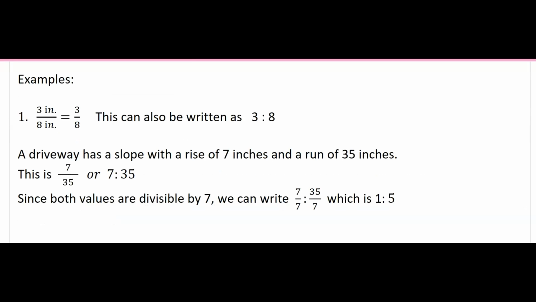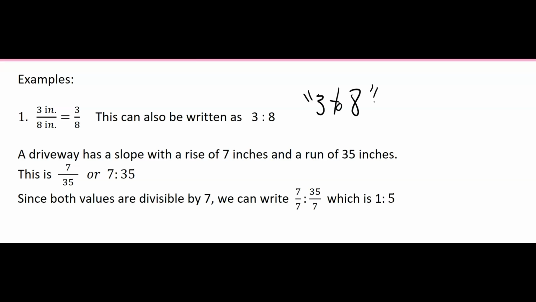In this first example, we see the ratio 3 inches over 8 inches. Since it's both inches in the numerator and denominator, they will be canceled, and the ratio becomes 3 over 8, which can also be written as 3 to 8. So it's pronounced 3 to 8.